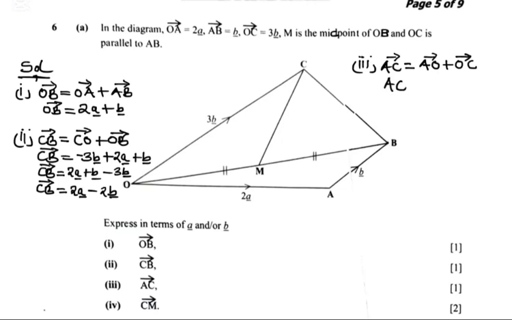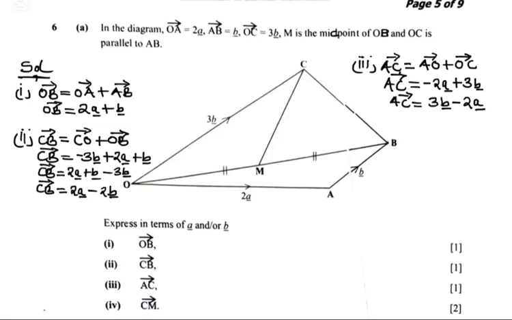To get AC vector, we substitute on AO. AO is the opposite of OA. So this will mean we have to apply a negative to A. Then plus OC. So OC is as given 3B. So we put 3B vector there. So this here is the answer to AC vector, negative 2A plus 3B, which can also be written as AC vector is equal to 3B vector minus 2A vector.